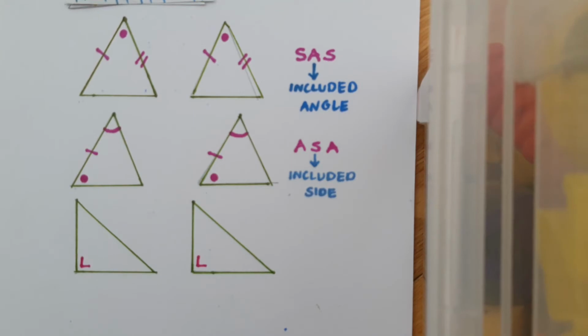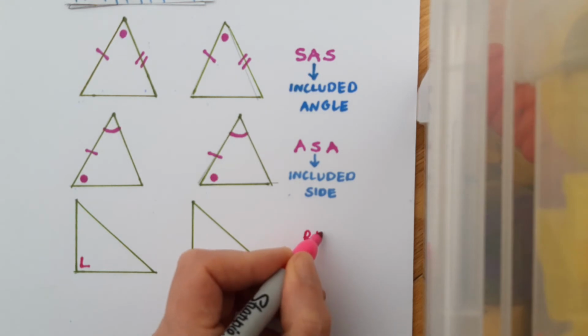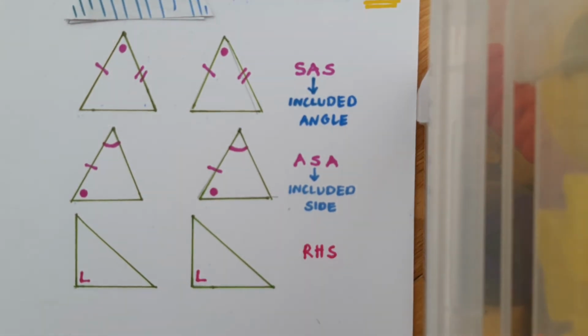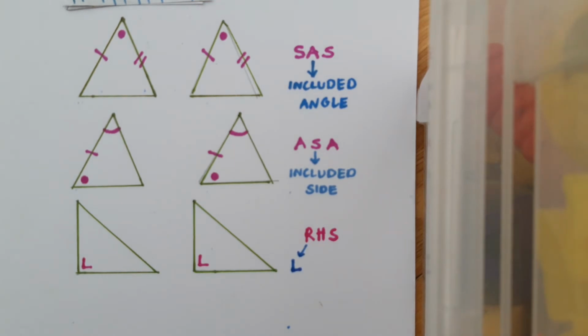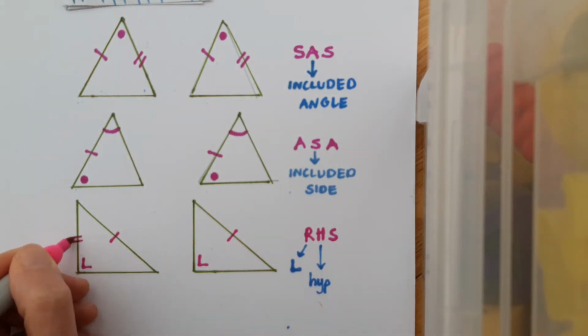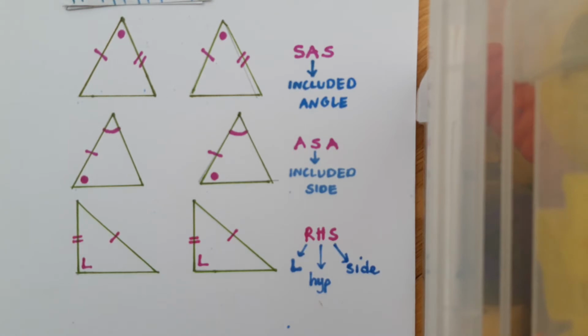So here we have 2 right-angled triangles. The rule for the right-angled triangles is RHS. So the R stands for the right angle, the H stands for hypotenuse, and the S stands for any other side. So I've got right angles matching, the hypotenuses match, and any other side is also a match. And if I have this combination of information, then I know that the 2 triangles are congruent.